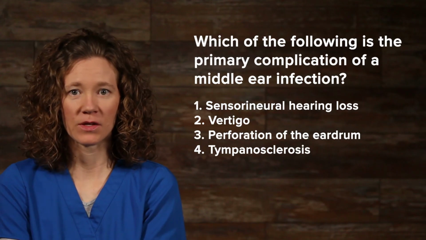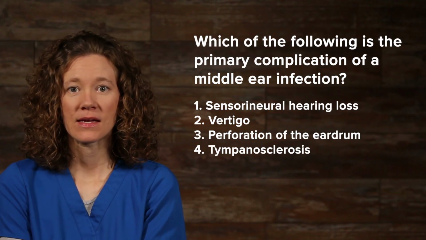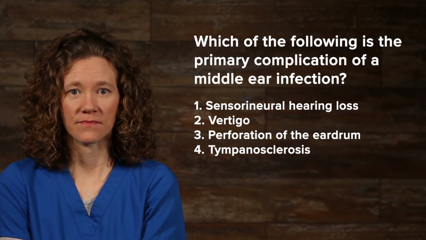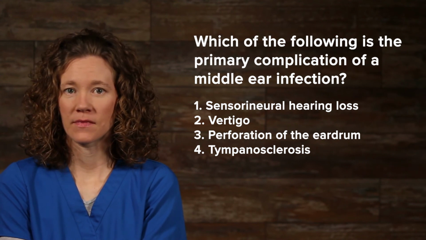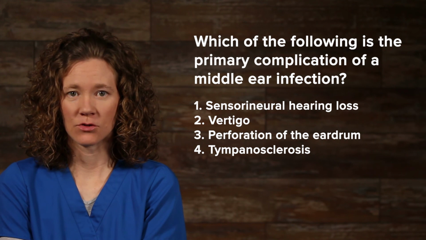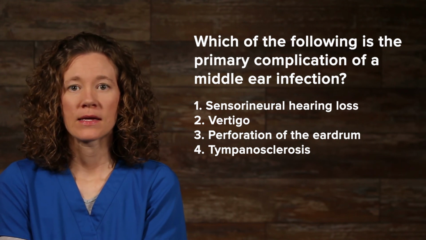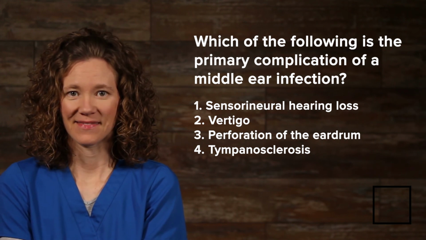Here's a study question to get you thinking. Which of the following is the primary complication of a middle ear infection? 1. Sensorineural hearing loss. 2. Vertigo. 3. Perforation of the eardrum. Or 4. Tympanosclerosis.